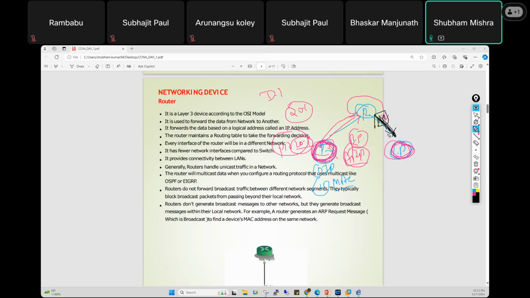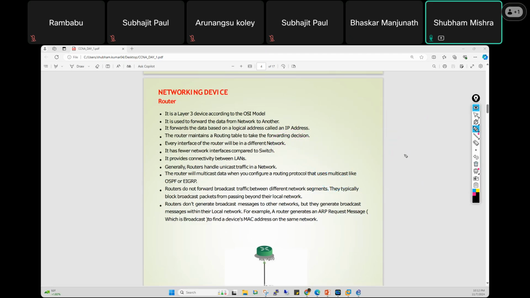Getting my point? That's the reason I told you a router can generate a broadcast packet, but a router never forwards a broadcast packet which it received on one interface to another interface. The router will generate the ARP packet for PC number 1 and PC number 2 both. PC number 1 will inform its MAC address to the router and PC number 2 also informs its MAC to the router. So the router has both MAC information.